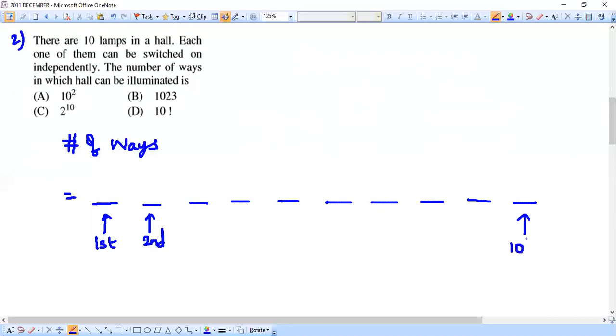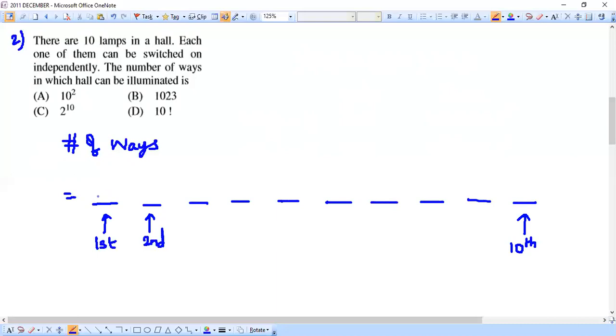Likewise, we have 10 slots where, as I told, each slot stands for one lamp. So in how many ways can it be illuminated? This is our question. Now see the number of ways we can fill each of these slots. So now see the first slot here. How many ways can we fill this? First slot, that means this is the first lamp. In how many ways can I fill this?